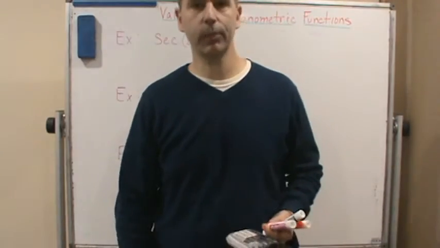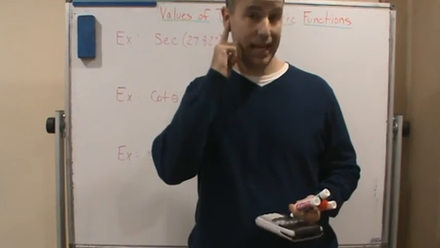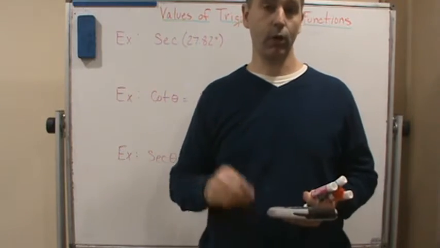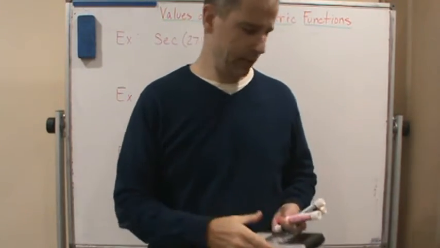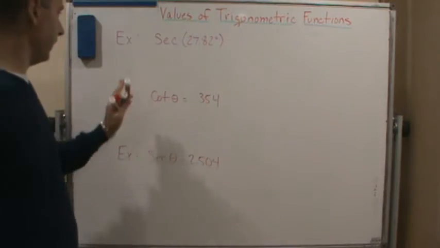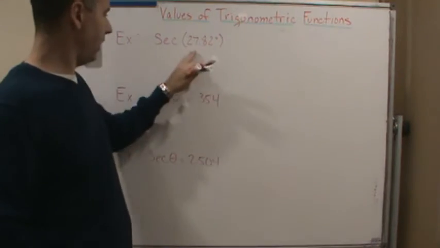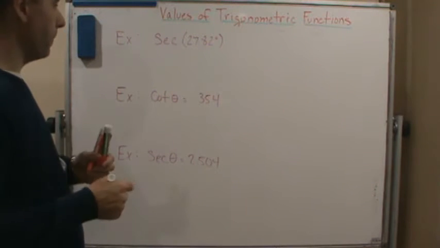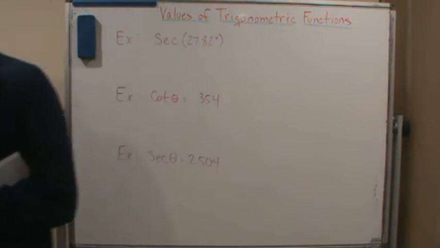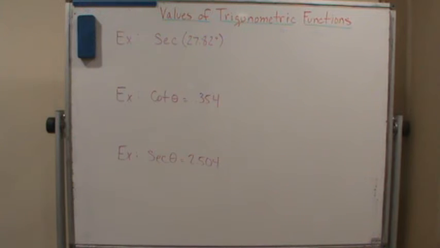Okay, so welcome back, and now we're going to do a few examples here involving reciprocals, inverses, and the calculator. The first one is we're given secant of this angle, and we want to find the secant of this angle. We're going to use reciprocals to do this.